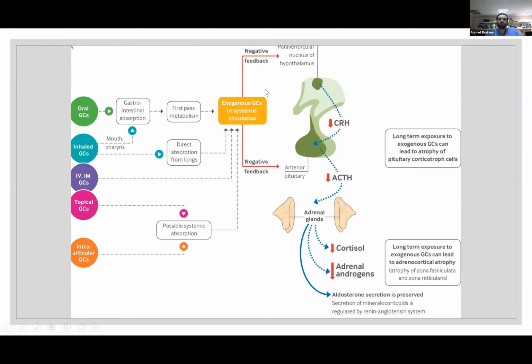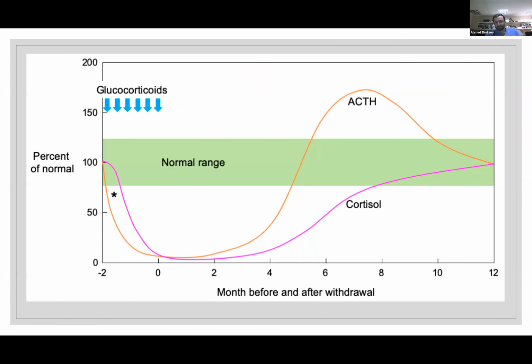And all of them will lead to high concentration of glucocorticoids in blood, giving negative feedback to the hypothalamus and pituitary gland. No CRH, no ACTH, and again, no cortisol, but the renin-angiotensin-aldosterone system is intact.